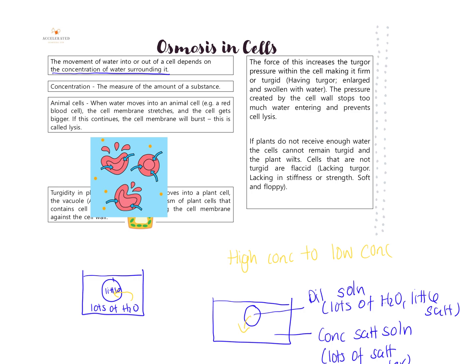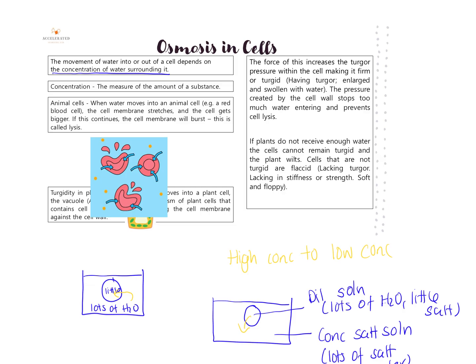Animal cells, now I'm sorry about that, it's very annoying. So with animal cells, water will move into an animal cell. For example, a red blood cell, and the cell membrane will stretch and the cell gets bigger. So if we think about this, the shape of your cell.